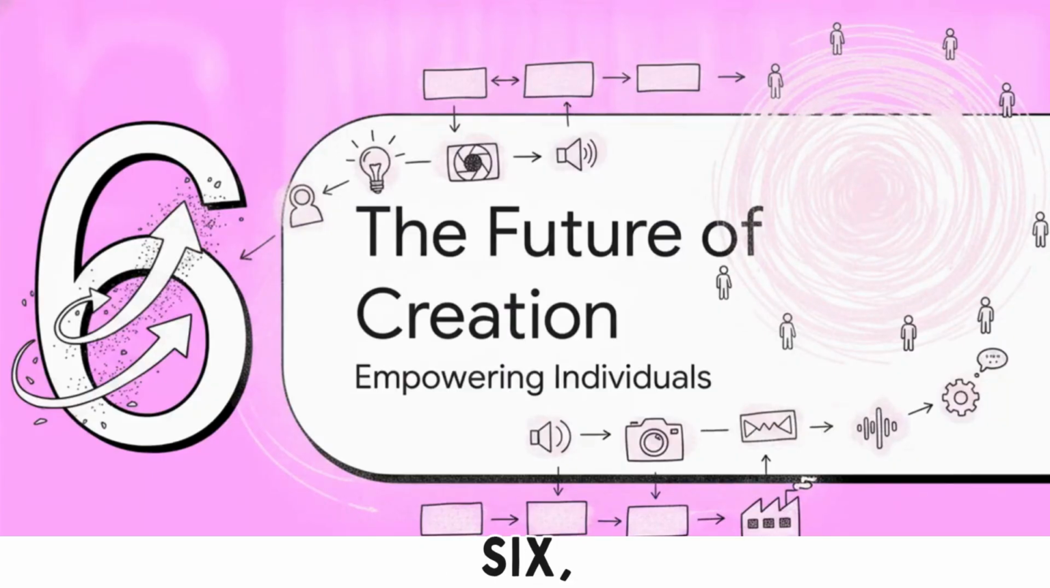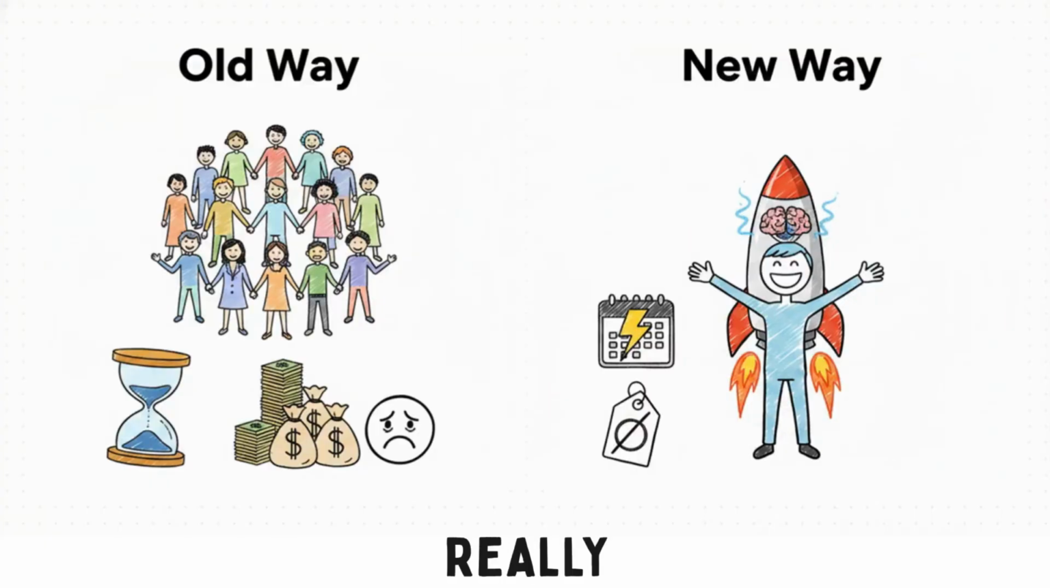And finally, part six, the future of creation and empowering the individual. This really illustrates a massive, fundamental shift in how things are done. Years ago, the old way required an entire team with highly specialized skills, right? Writers, designers, voice actors, editors, costing you a ton of time and a ton of money. But today, the new way means one single beginner, using the right AI workflow, can accomplish that exact same level of work much, much faster and at literally zero cost. It's the ultimate democratization of creation.